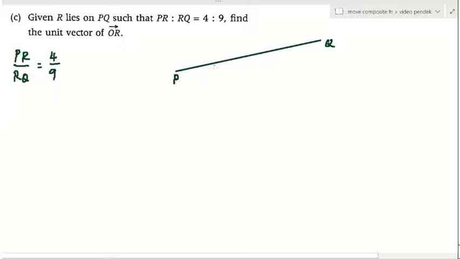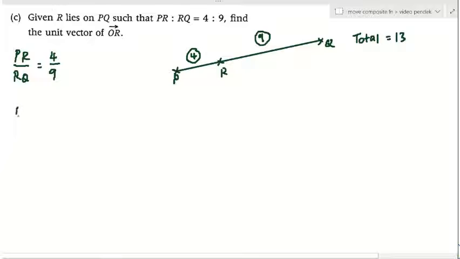You have to remember that. So R is around here, where P to R is 4 units and R to Q is 9 units. Total is 13 units as a representation of ratio, not the usual length. Okay, find the unit vector of OR.